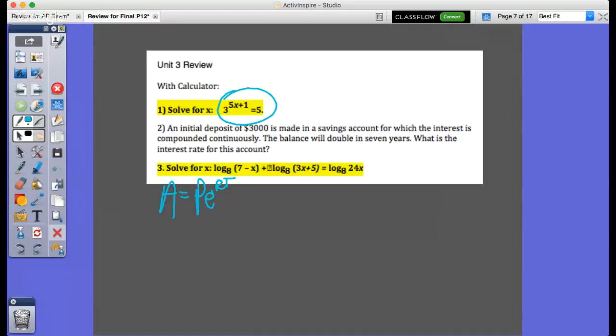It was a little lengthy, but it would work. I think it might be easier if you just combine them here to make it log base 8 of (7 minus x) times (3x plus 5) equals log base 8 of 24x. And then since there's a log base 8 on either side, you just cancel them, multiply it, and it's a lot faster. Does that make sense? Yes. But yes, that would work.